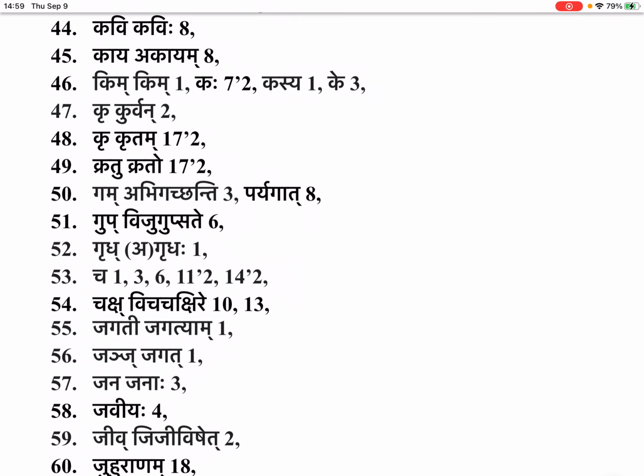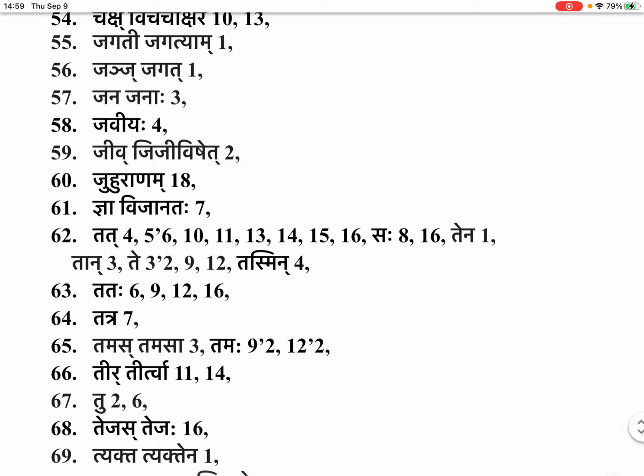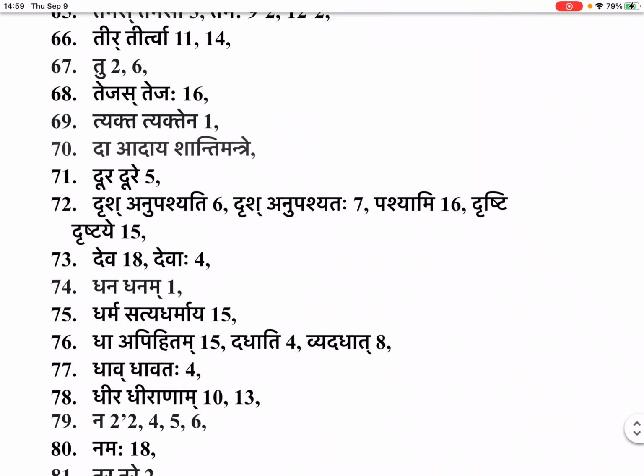Now, Kaya, Akayam, a part of it comes under a, and Kayam part of it comes under Kaya. So, Chaksha, Vichachakshare, Tat, it appears as Tat in so many places, then Saha at mantra number 8 and 16, Tena in mantra number 1, like that. Drush appears as Anupashyati in mantra number 6, Anupashyataha in mantra number 7, Pashyami as mantra number 16. Drushti is also from dhatu drush.